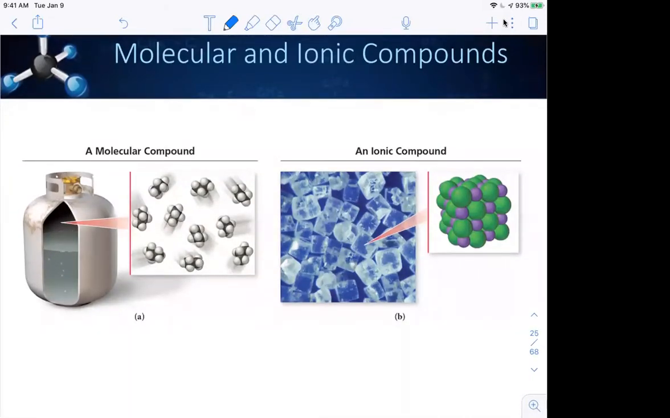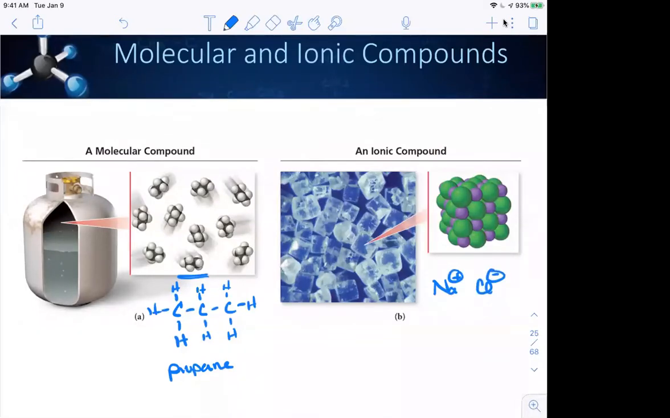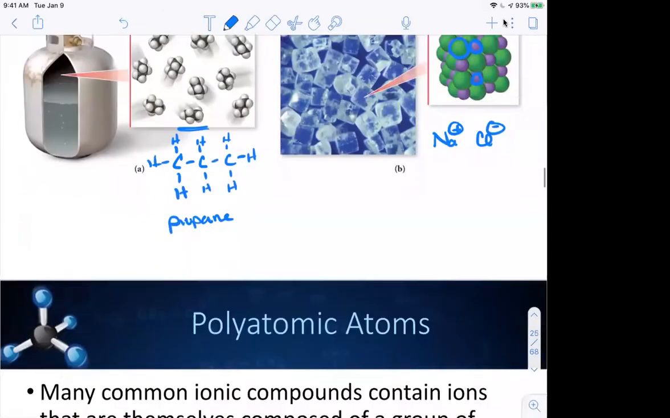Here are some graphics. This is what a propane molecule looks like. Basically, I have 3 carbons connected to each other, and then I have hydrogens surrounding the carbons. This would be propane. And then sodium chloride, where I have a Na+ and a Cl- combining together. Again, I've got this crystal lattice where I have my sodium ions surrounded by multiple chloride ions in that 1-to-1 ratio, which gives me a net 0 charge.